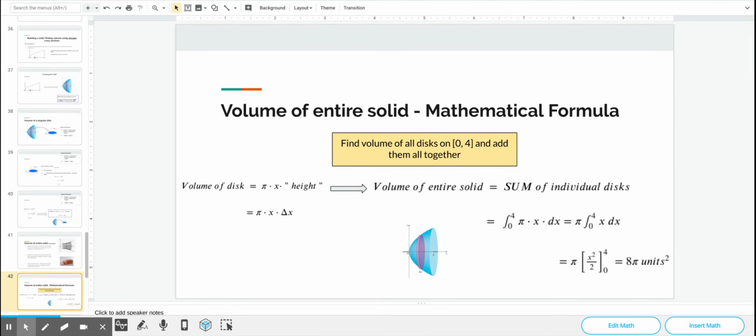So for us, we wanted to find the volume of all the disks on 0 to 4. Okay, so that was our region. That was how we bounded our region. And then we want to add all of those disks together.